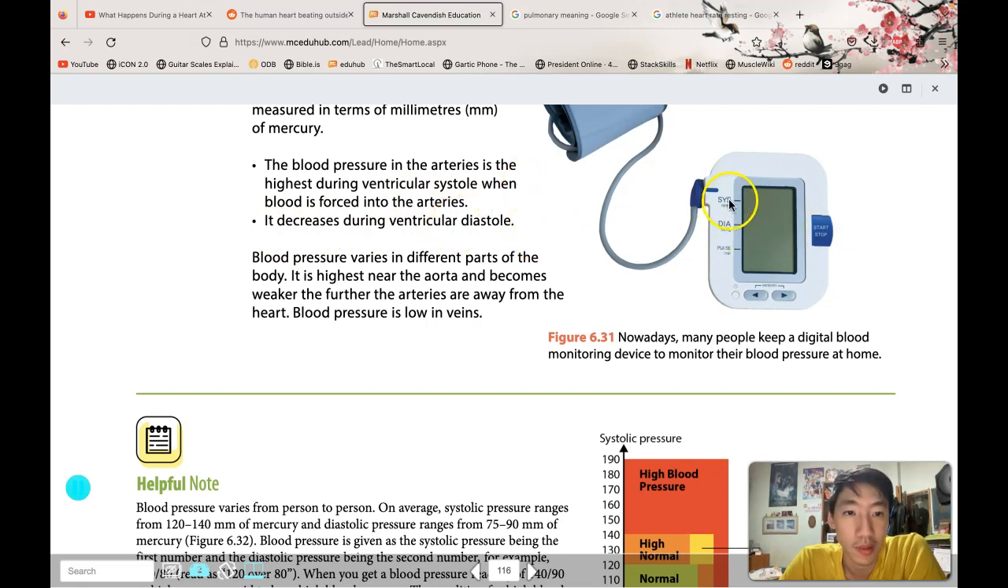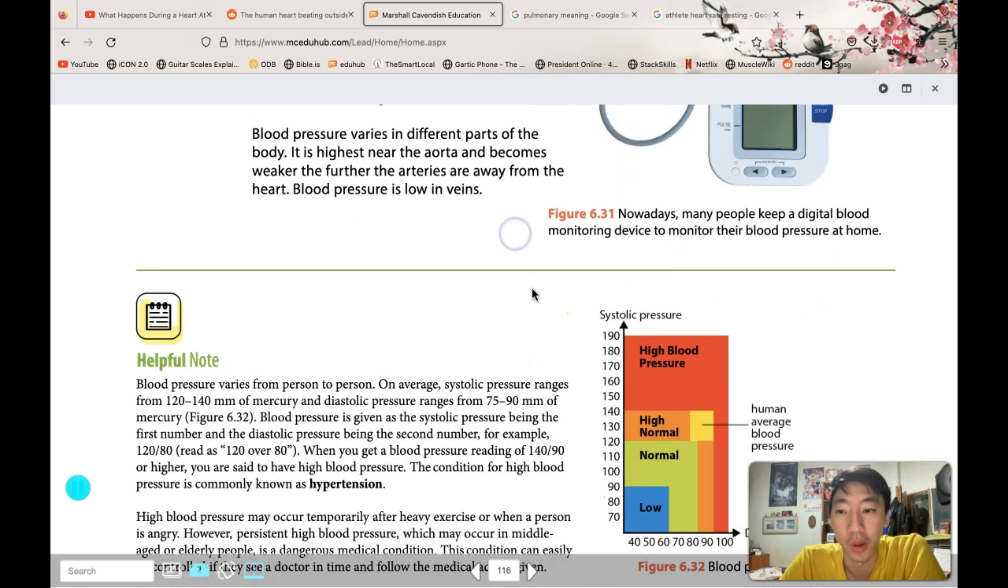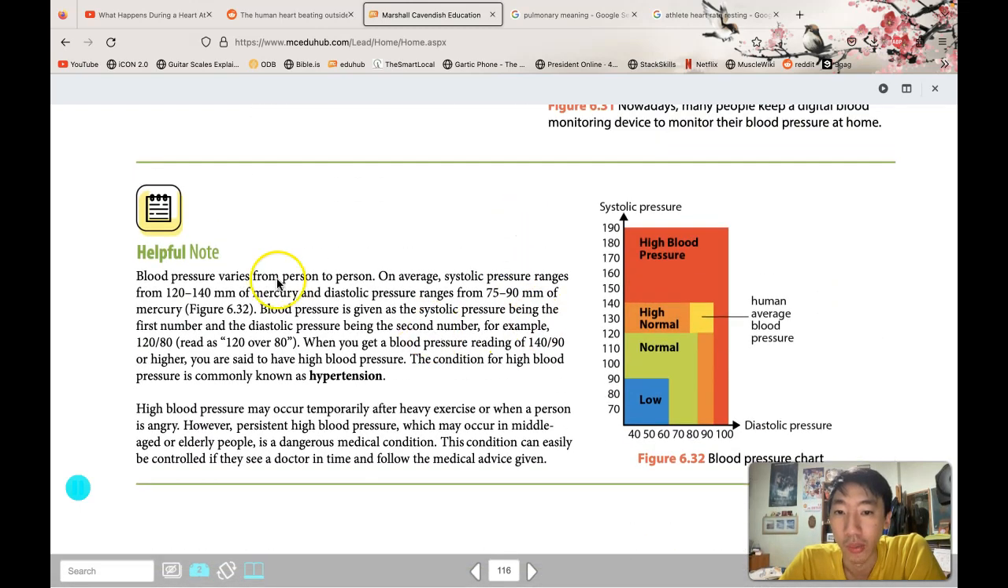So this device has this word: systole, diastole. Systole is when your ventricles are contracting, diastole is when your ventricles are relaxing. A normal blood pressure would be about 120 for systole and about 75 for diastole. Okay, so if somebody's blood pressure is 120/80, right, that is considered quite normal.